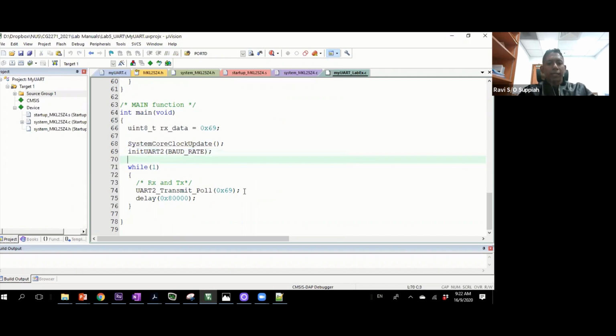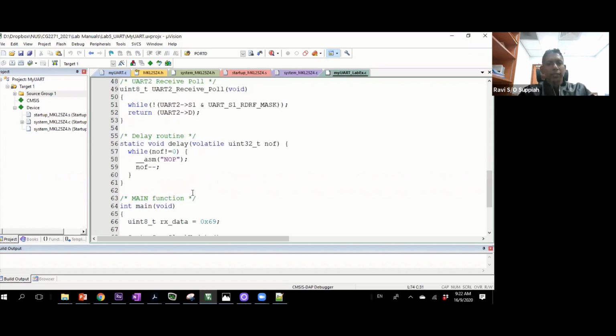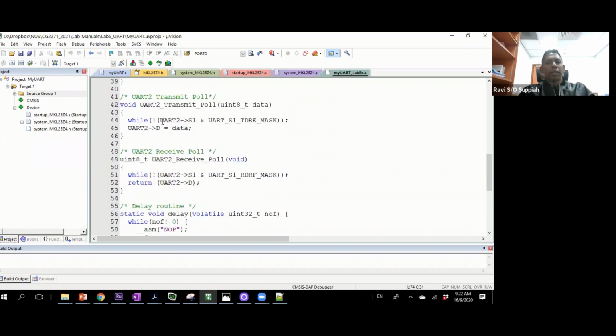In my main code over here, basically what I do is I initialize the UART, and in my case, I just transmit this particular byte, 0x69. Then I delay for a while and then I transmit again. Let's look at the transmit function over here. The transmit function is basically checking. I have this loop here where I'm checking for this condition, while not this.